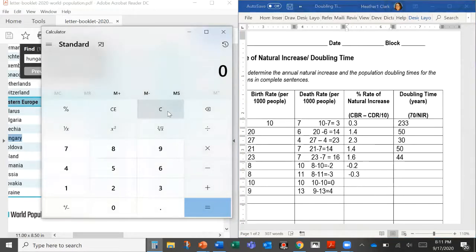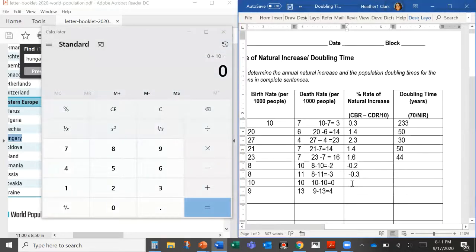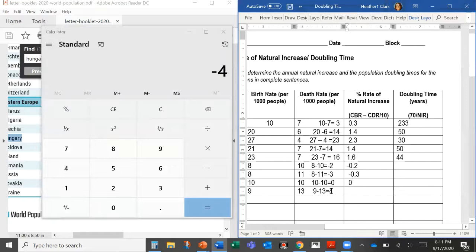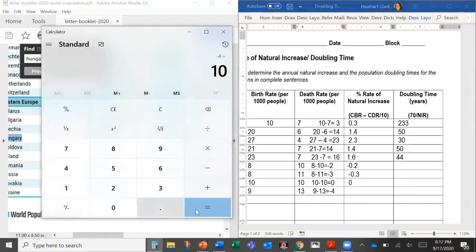Then we repeat that process. 10 minus 10 is 0. 0 divided by anything is 0. So we know that this is 0 for the natural increase rate. That's ideal. And then we have 4 negative. This is -4. Sorry, that should have been negative that whole time. -4 divided by 10. And so we have -0.4.